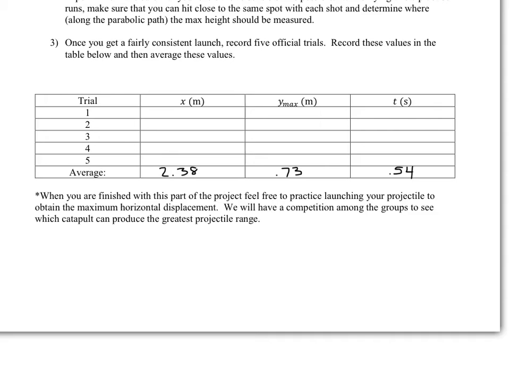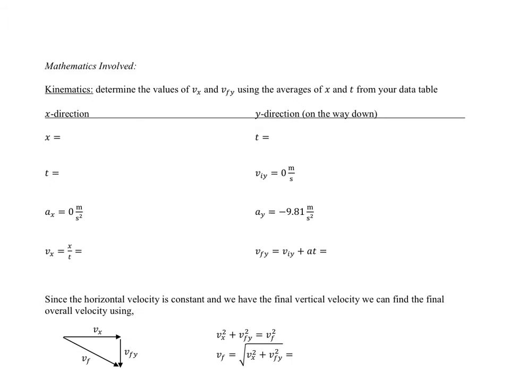We're going to take a look at this. We're going to use these three data values as our averages. So we're going to look at the mathematics behind these three. All right, so 2.38, 0.73, and 0.54. The first two are both in meters there, so we know. So let's take a look at the math that's involved.